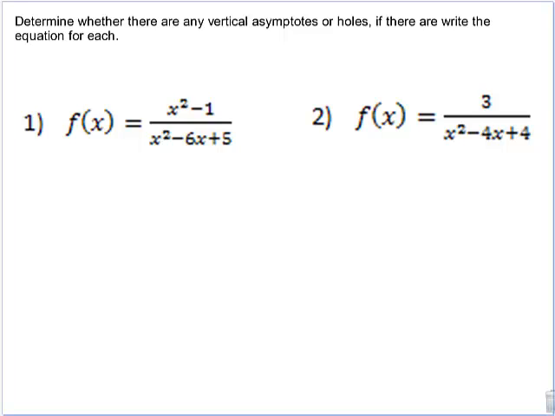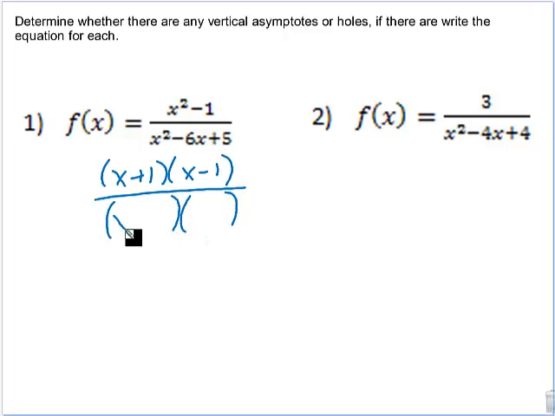Well, you've seen rational functions like this, and you guys have factored ones like this before in this unit. So we just have to factor it. Let's start there. So x squared minus 1, how does that factor? Yep, x plus 1, x minus 1, over x squared minus 6x plus 5. How does that one factor? So x minus 1, x minus 5.